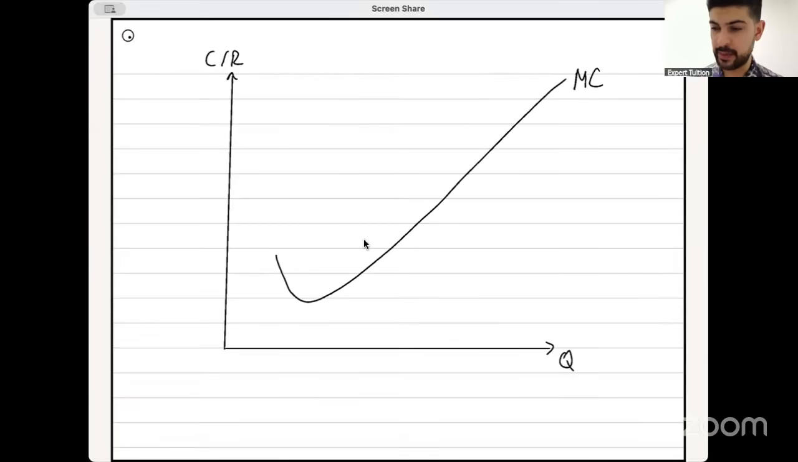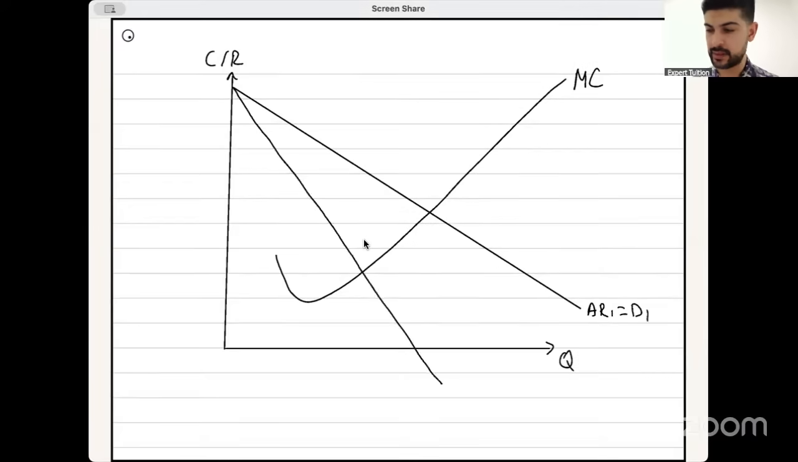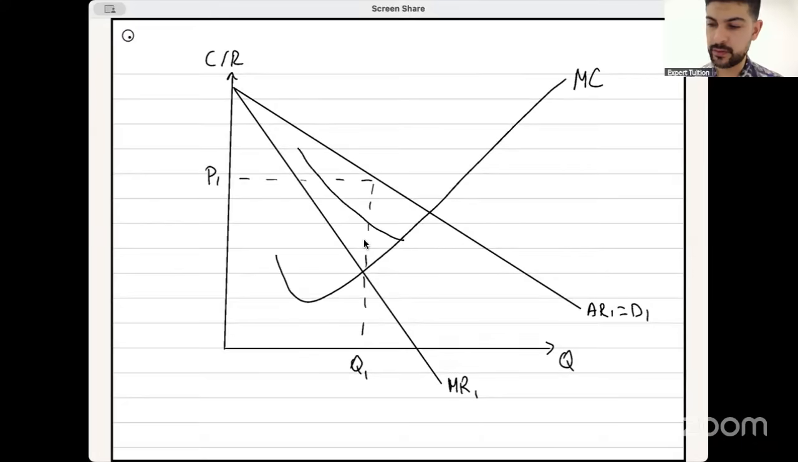Let's talk about how expert tuition is like the main source of advertising for Lucozade. Right. Here's AR1 equals D1, and this is MR1. Okay. Q1, P1, and then we're going to have the costs over here somewhere. AC, C1, A, B. Okay, AR and MR shifting inwards.